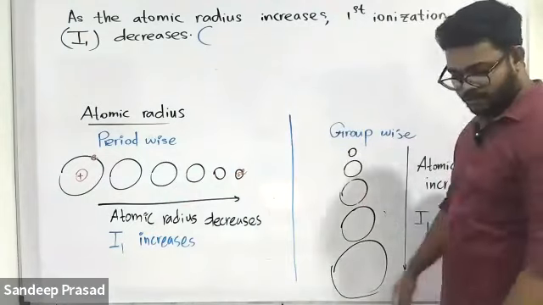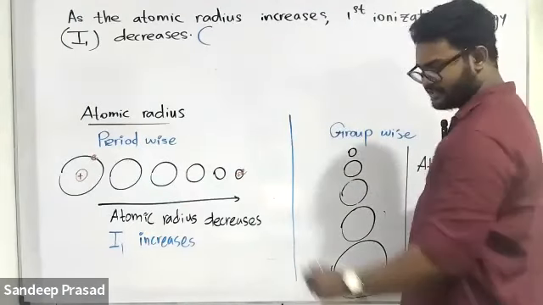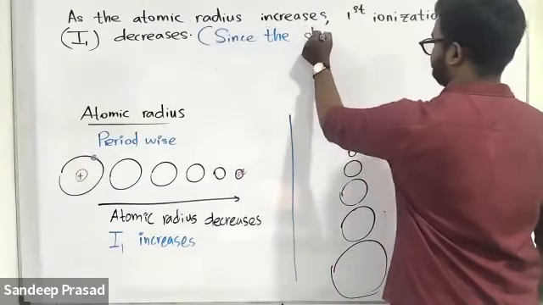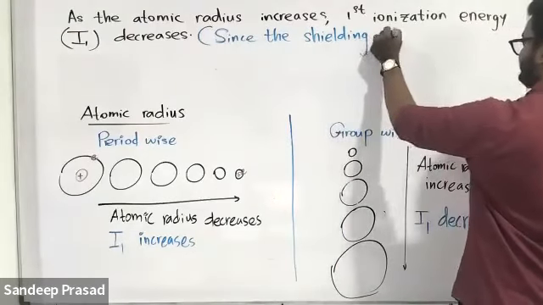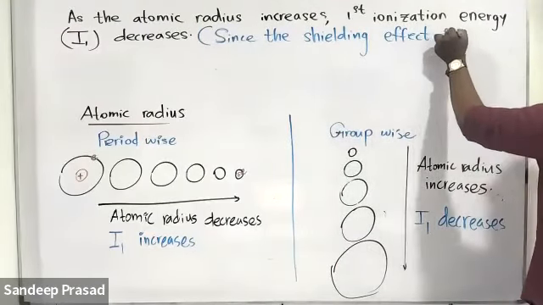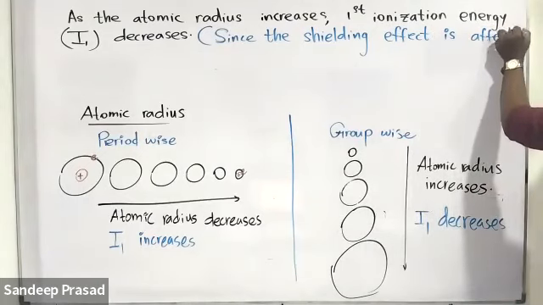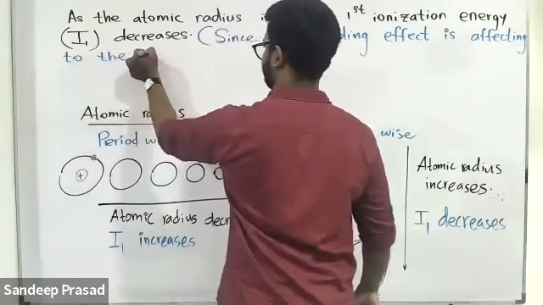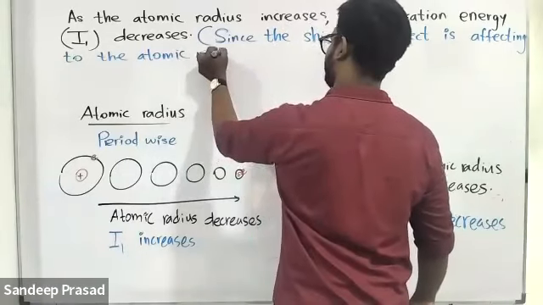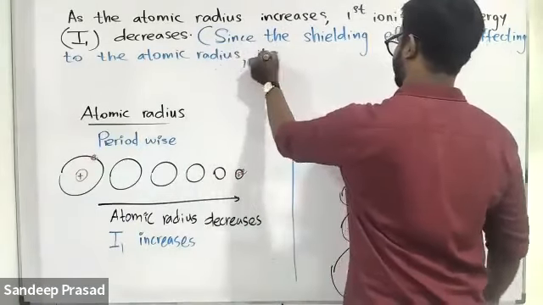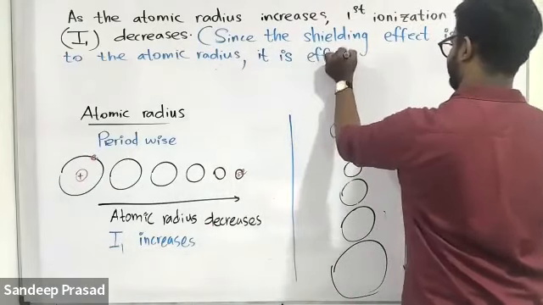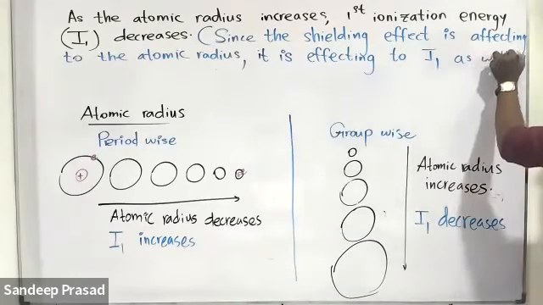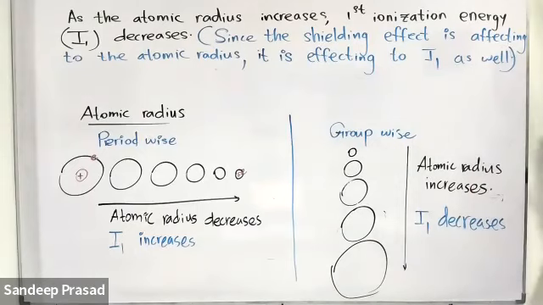So therefore, let me write down here: since the shielding effect is affecting the atomic radius, it is affecting the ionization energy as well.